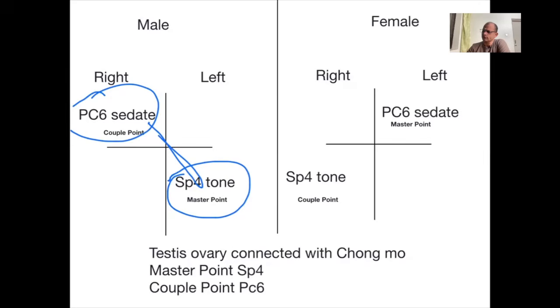If we want to work on the female, the spleen 4 will be on the right side, the master side, and the pericardium 6 on the opposite side. So for the female, if they are suffering with polycystic ovary, delayed or early menstruation, any type of problem which is connected to the hormones, we can work with this, right?